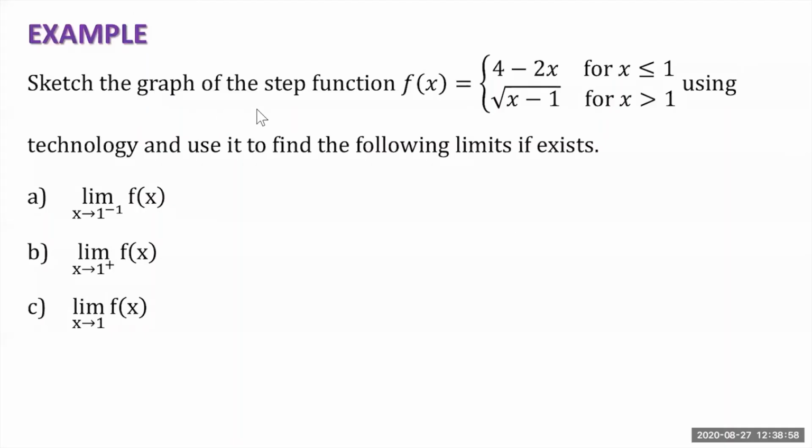Example: sketch the graph of the step function f of x equal to 4 minus 2x for x less than or equal to 1, and square root of x minus 1 for x greater than 1. Graph this function using technology, and use it to find the following limit if it exists. So the first thing we need to do is sketch the graph of this function using technology. I'm going to demonstrate how to do this on a TI-84 calculator.